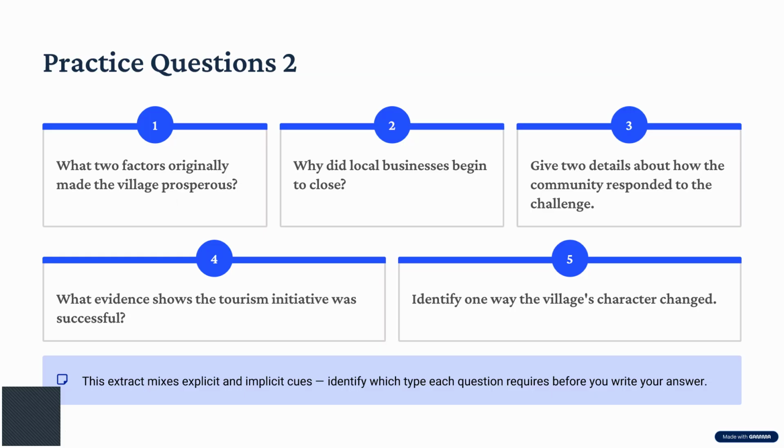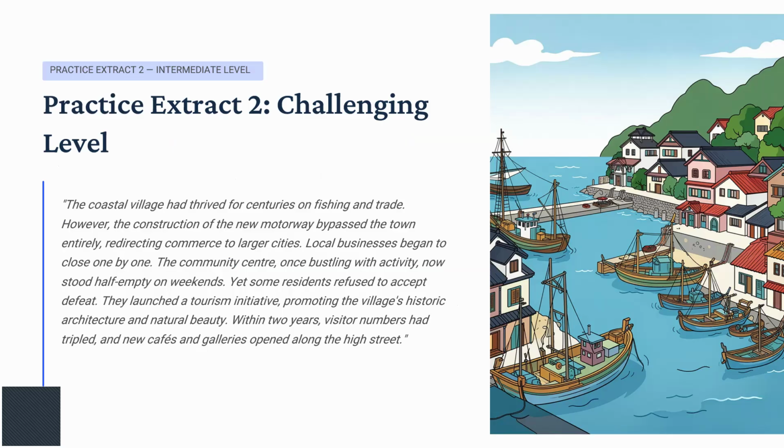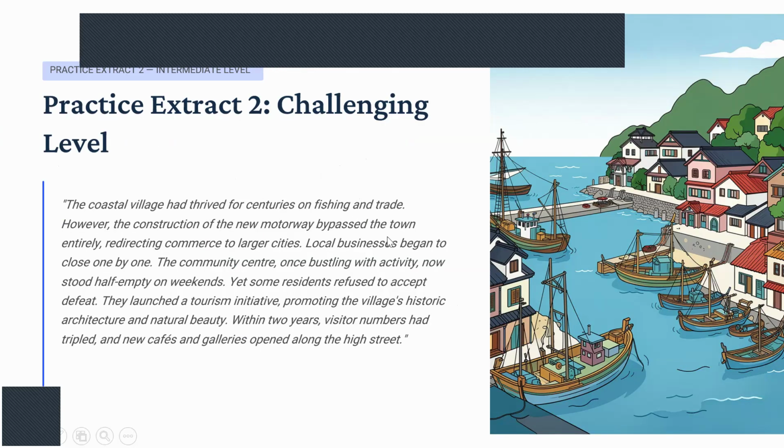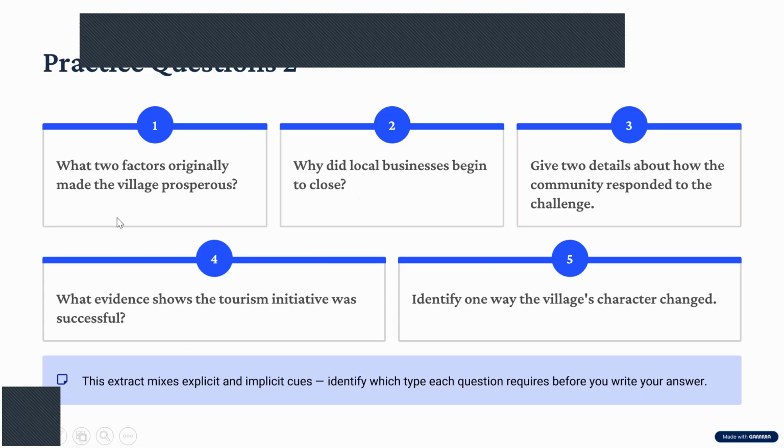So let's see what two factors the village originally grew on. All right, here is the thing. The coastal village had thrived for centuries on fishing and trade. Here is the answer. The keyword has its synonym here in thrived. So the first answer goes, fishing and trade. If you write only fishing and trade, your answer would be accepted.